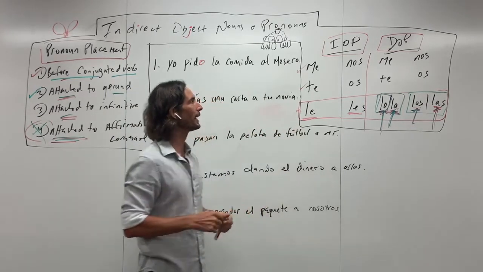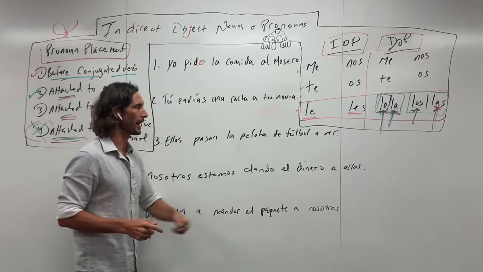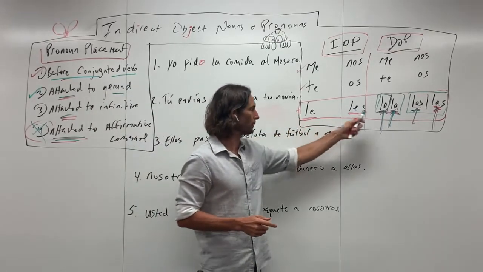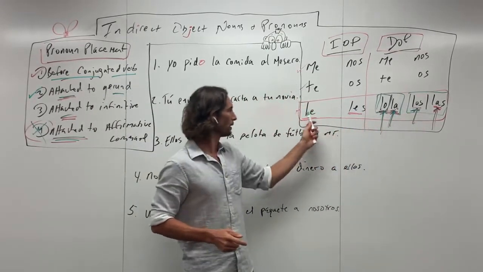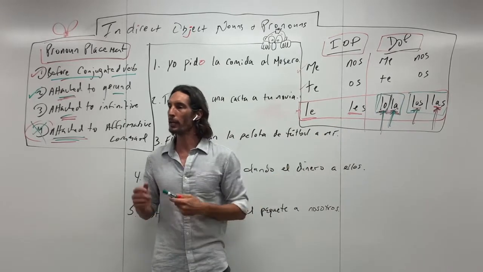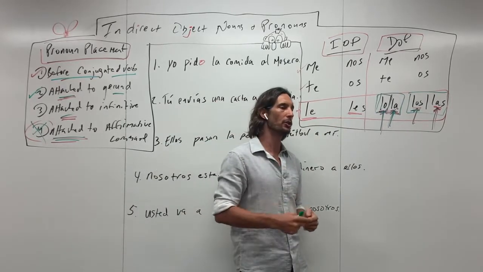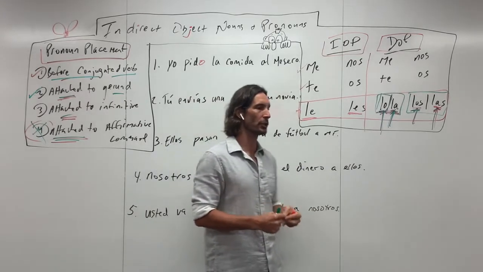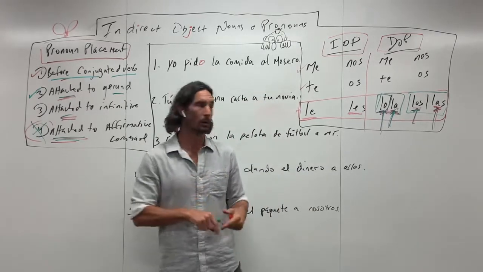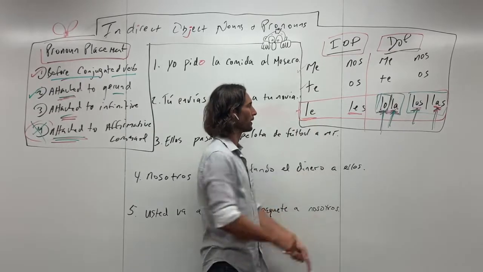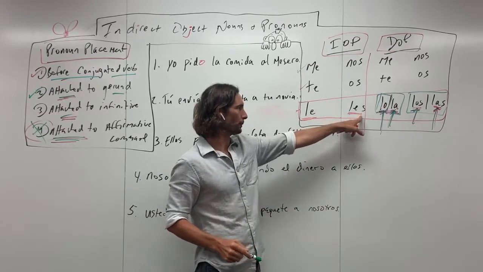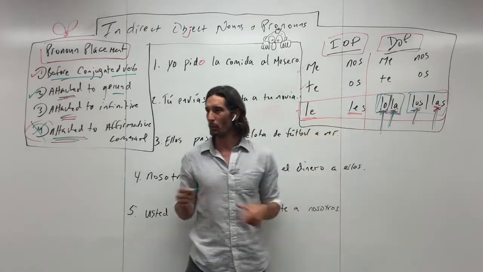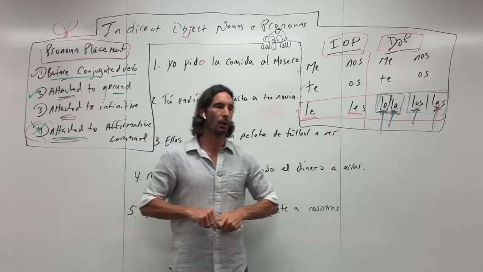Now, on the indirect object pronoun side, as you can see, whereas here there's 4, there's only 2 here. And so for indirect object pronouns, we're only concerned with number and not gender. So we're only concerned with singular or plural. So if it's third person singular, we'll use this one. If it's third person plural, we'll use this one. So we're not concerned with its gender, only the number.